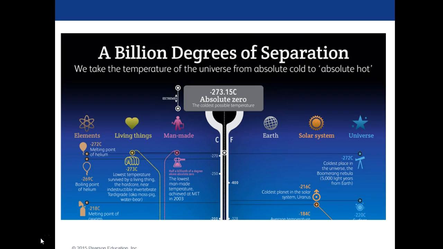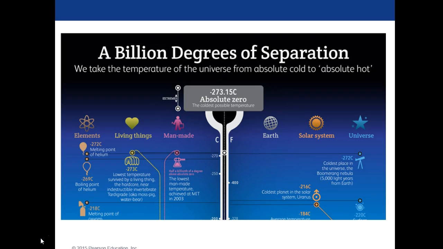I thought this was really interesting. So we're looking at 1 billion degrees of separation. That's kind of just a term that it's using for this picture, but there certainly isn't 1 billion degrees. We take the temperature of the universe from absolute cold to absolute hot. The absolute coldest possible temperature is negative 273.15 degrees Celsius. This is 0 Kelvin.